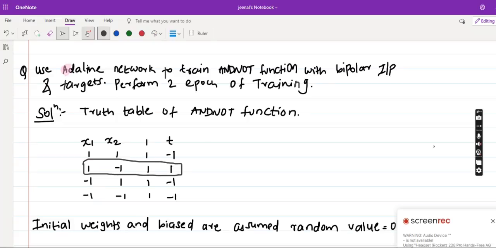Video on numericals on artificial neural network and fuzzy logic. So the next question is, use an Adaline network to train AND NOT function with bipolar input and targets. Perform 2 epochs of the training.